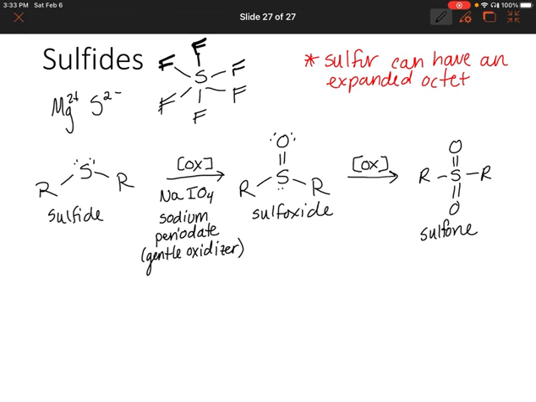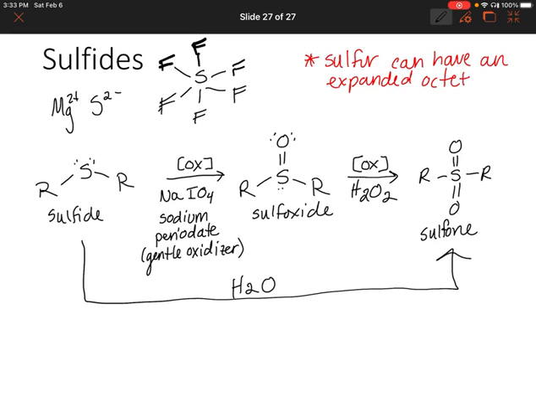All right, so back to our reaction down below. To go from sulfoxide to sulfone, we would use hydrogen peroxide, and that is a strong oxidizer. So if you wanted to skip the middle step and just go straight from the sulfide to the sulfone, you can use hydrogen peroxide.